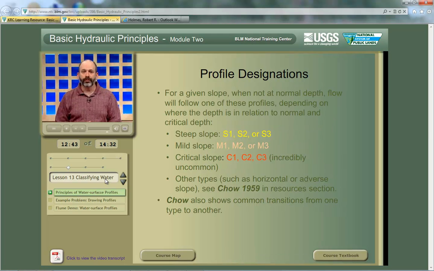For a given slope, when you're not at the normal depth, flow will follow one of these profiles depending on where the depth is in relation to normal and critical depth. If you're on a steep slope, it will follow either an S1, S2, or S3 curve. If you're on a mild slope, it will follow either an M1, M2, or M3 curve. If you're on a critical slope, again, this is very, very uncommon, it will follow a C1, C2, or C3 curve. And there are other types of curves, such as horizontal or adverse slope curves. And these are shown in Ven Te Chow's book from 1959. You can find this reference in the resources section of the class. Chow also shows some common transitions from one type of slope to another.